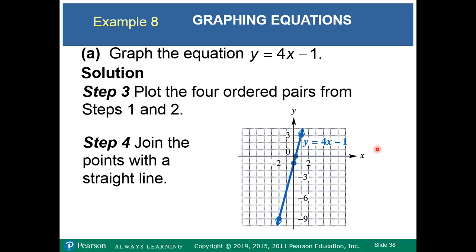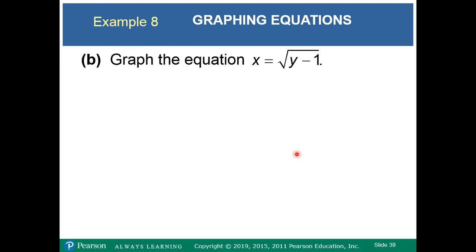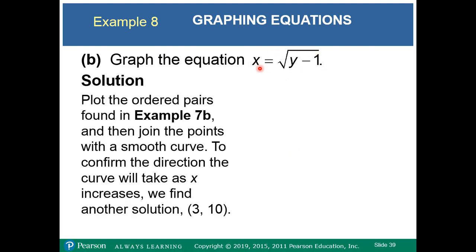Notice it is a straight line, so you only really need 2 points to plot a straight line. Notice that we have the intercepts, and then we've got these 2 other additional points that were found. Now what about this one? Let's graph this one. This is the other one that we were looking at.